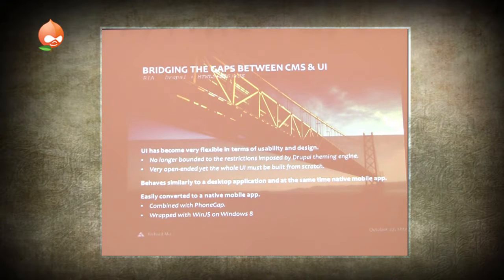That works the same with Windows 8. You can wrap around with Win.js, and that will turn your client, your UI, into a Windows 8 app. So here, you don't have to mess with the data anymore. You don't have to mess with the server, because the server now is on its own. The UI is what the client or the user is actually using. So your client can be a desktop app or a mobile native app.